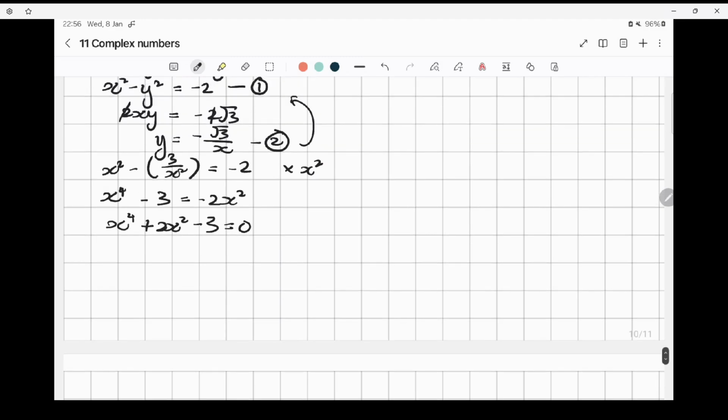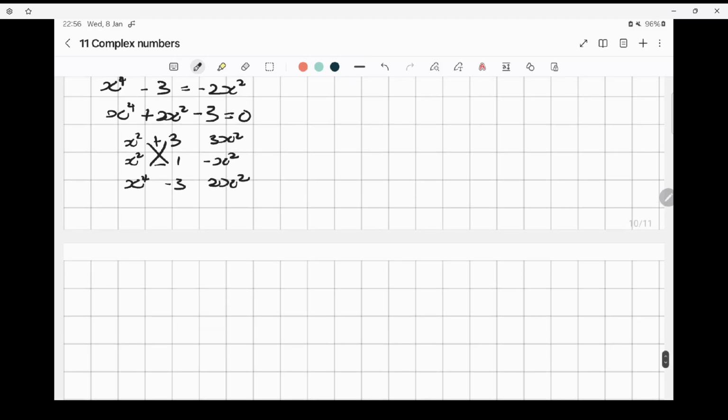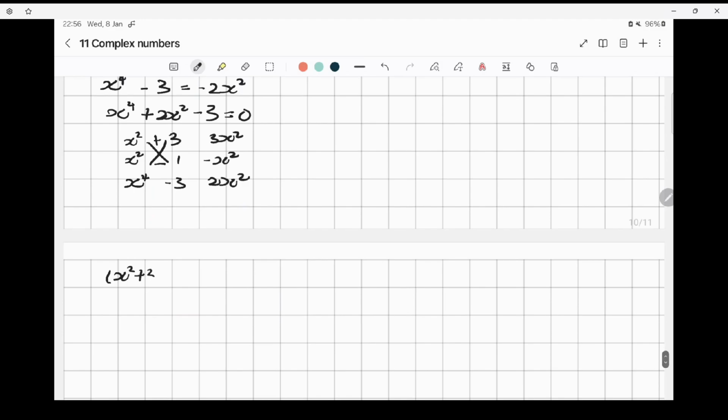So now you can factorize this as if this is a quadratic equation. x to the power 4 plus 2x squared minus 3. So you have 3 over here, 1 over here. So what you have is x squared plus 3 times x squared minus 1 equals 0. So this is where you need to be careful, because you can either have x squared plus 3 equals 0, or x squared minus 1 equals 0.